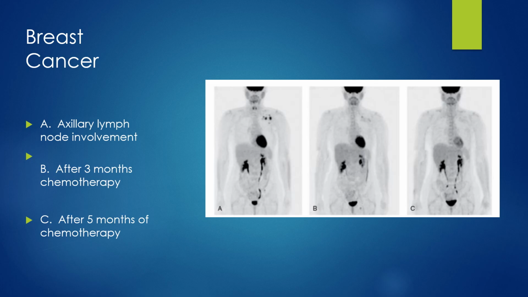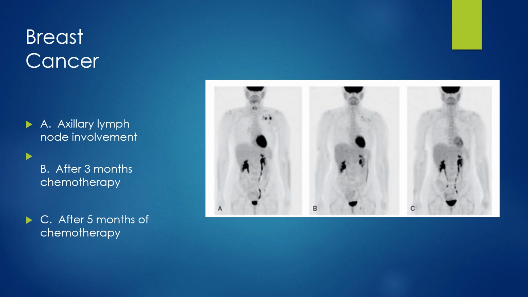This is an example of serial FDG scans used to monitor breast cancer therapy. A shows increased activity in several left axillary lymph nodes. After 3 months of chemo, the nodes are still slightly visible, but you can see it's responding to treatment. And then image C is after 5 months, there's only faint activity that remains in the lymph nodes.